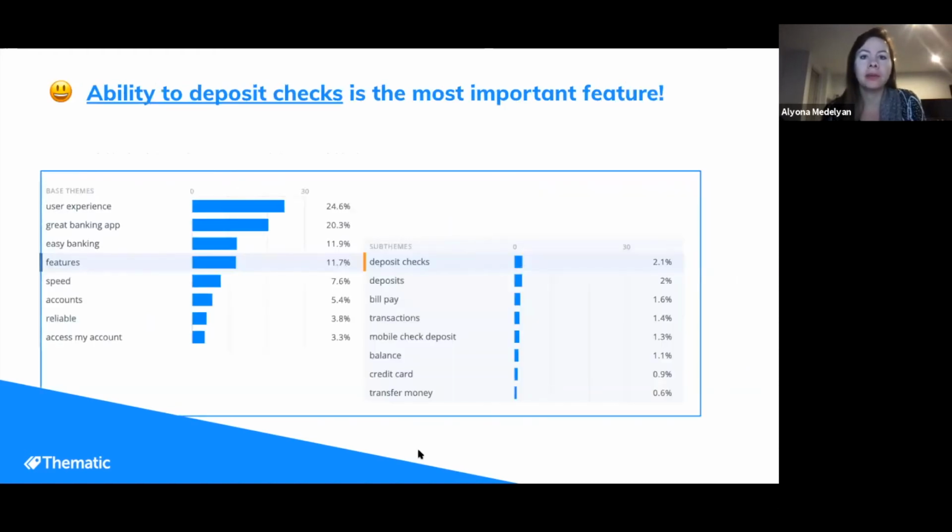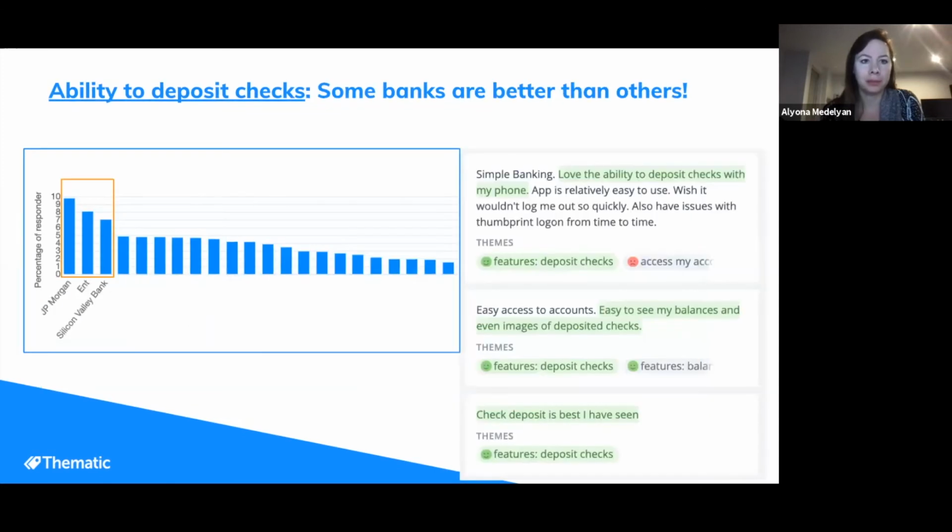So for example, we can look at what are the most common themes, and you can see straight away user experience was mentioned in every fourth review. Lots of people say it's a great banking app. Talk about ease or convenience, and then we have features, basically a theme that summarizes all the different features of banking apps. And the number one feature that's mentioned is depositing checks. So we can conclude that this is the most important feature in a banking app.